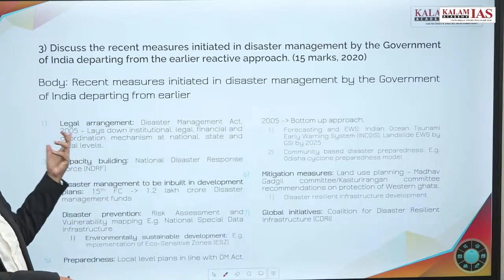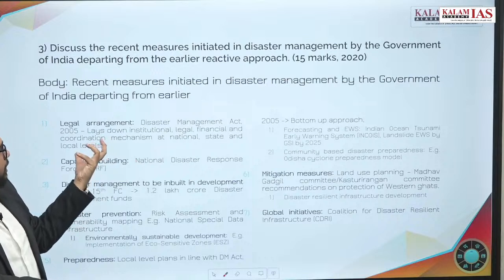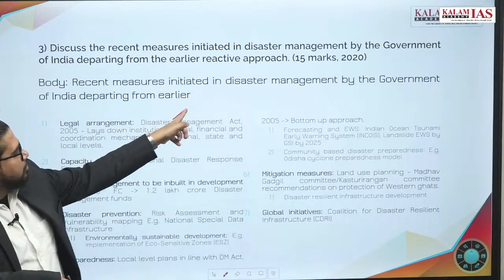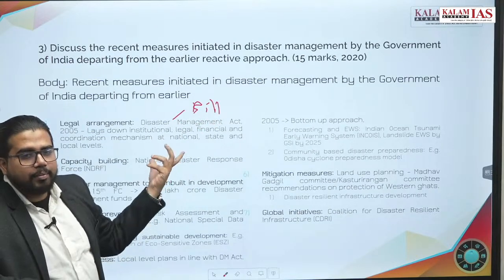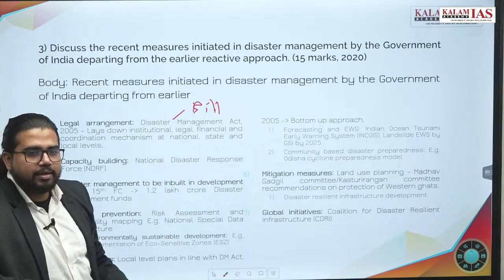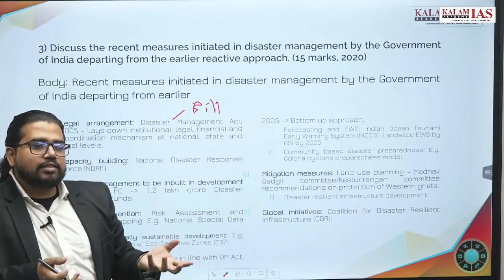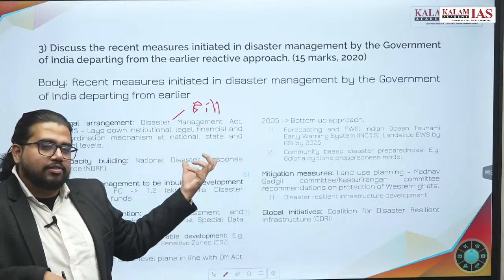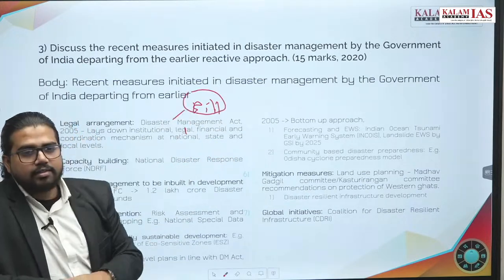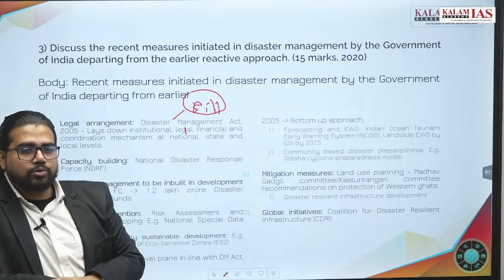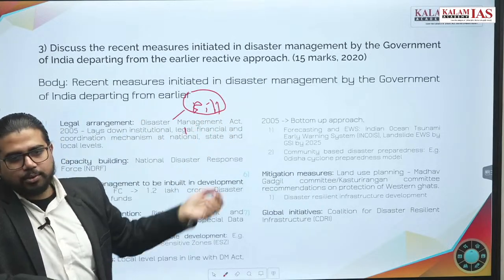So what is the legal aspect of disaster management? Disaster Management Act. Go and check if there is a bill, if there is an amendment bill to this act. We had the pandemic, we reached a situation where a certain point of disaster cannot be handled within the ambit of the act. So is there any bill pending in Parliament? If there is a bill, then it becomes recent. Otherwise it's a 20-year-old act.